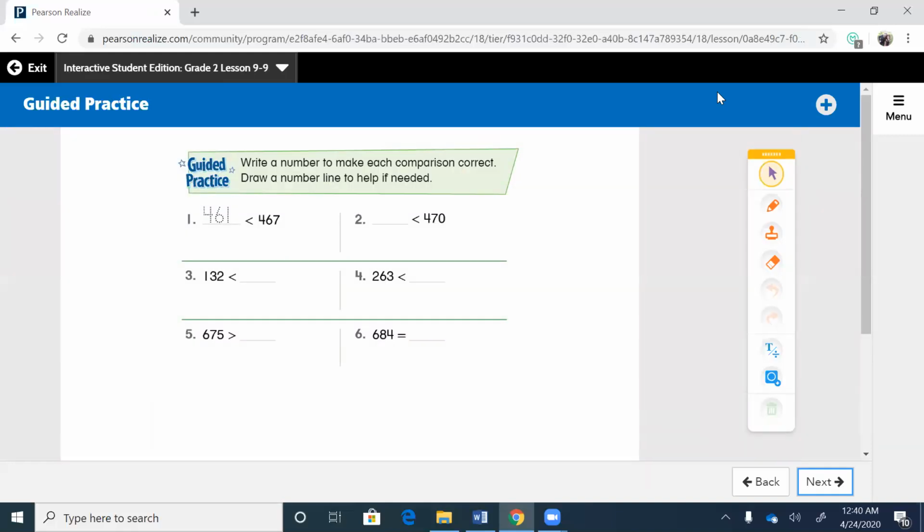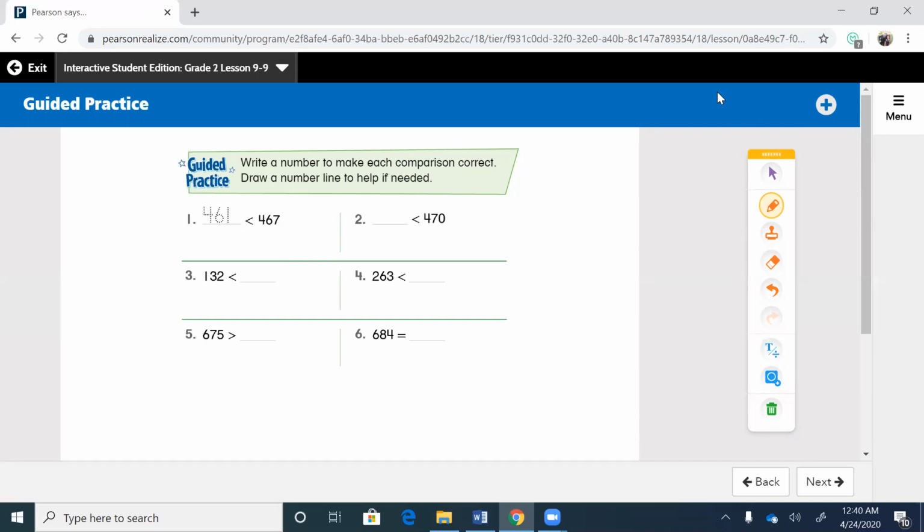Okay, write a number to make each comparison correct. Draw a line to help if needed. So it's saying that if the number line is a great visual for you, and it is, you can draw one, okay? So let's look at number 2.